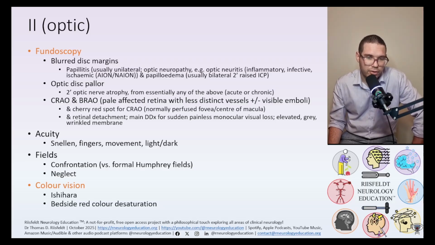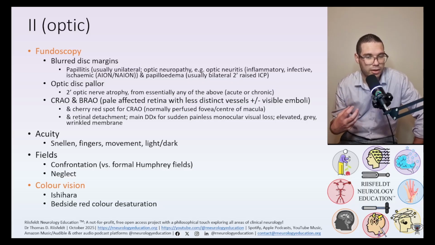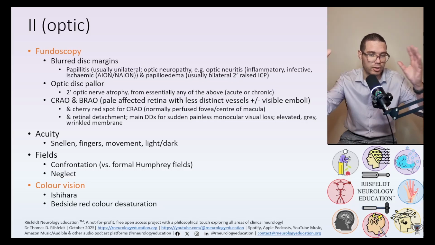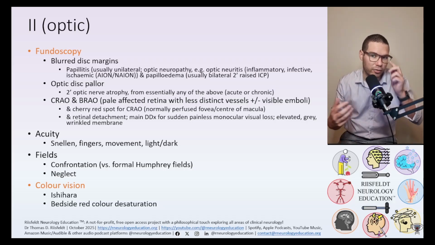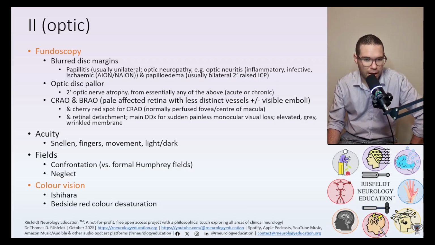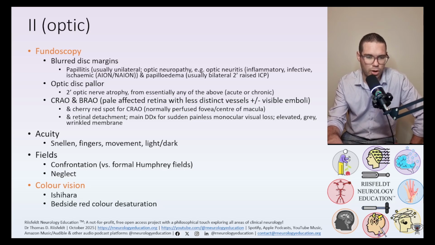Optometrists and ophthalmologists can do more formal visual field assessments by using the formal Humphrey visual field testing mechanism using a computer system, but obviously we don't have that availability by the bedside, and it's not within our scope of practice either.